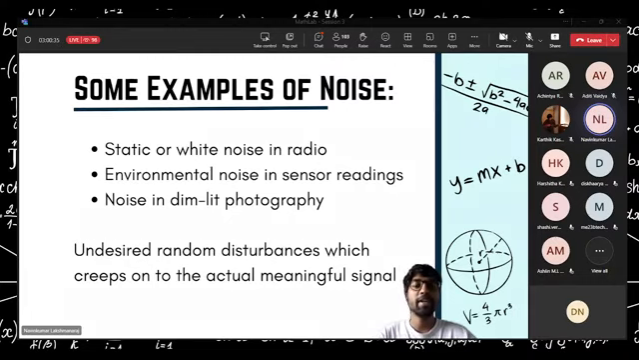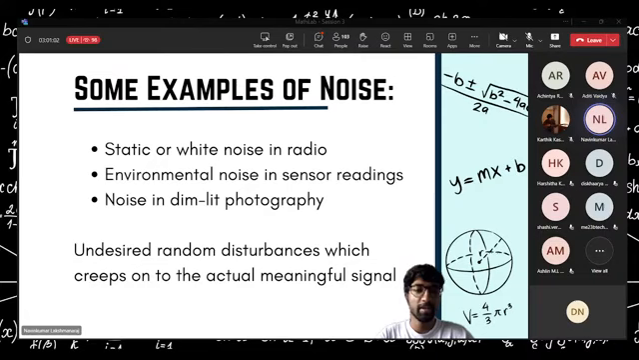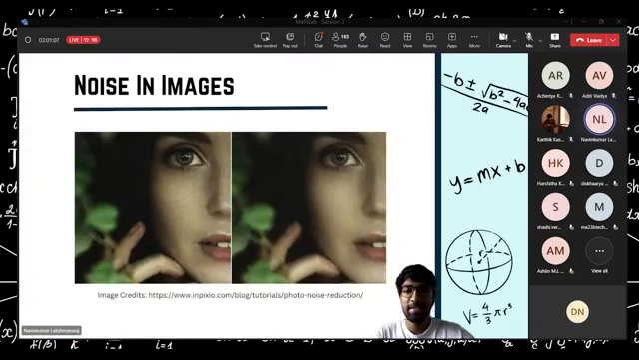And one more kind of noise that you guys would have probably seen is there would be some sort of grains in the photograph that you take with your phone if you are in a dimly lit room. So that is due to the thermal agitation of the atoms in the sensor of your camera, and that also contributes to noise. So in essence, noise is any unwanted random disturbance to the actual signal that contains meaningful data, but has been corrupted by this disturbance. I hope that's clear.